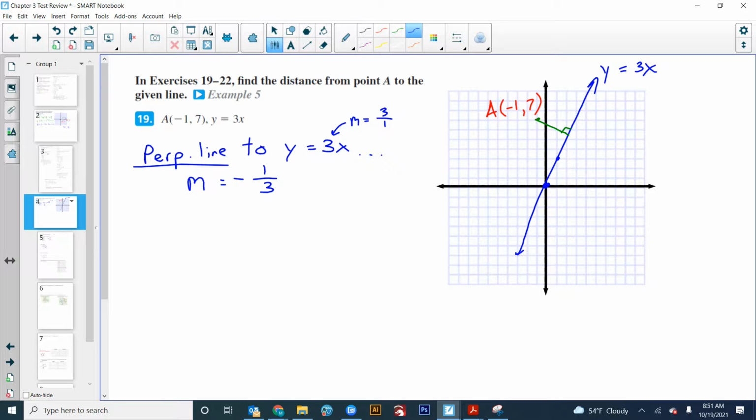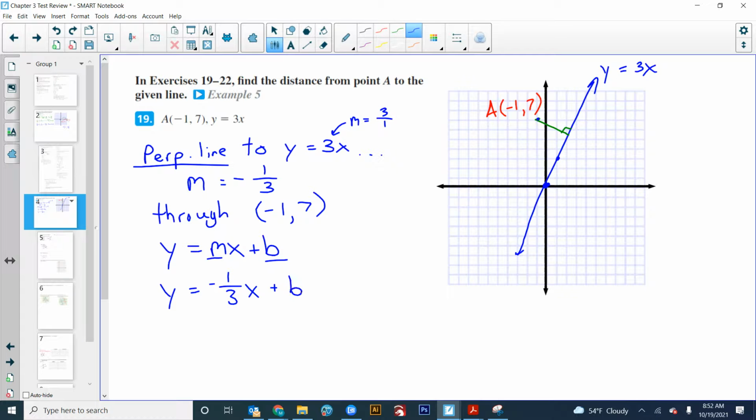Awesome. Now we want the point. The point it has to go through is (-1, 7). So you need to know the equation y equals mx plus b. The only thing you need to write the equation in slope-intercept form, y equals mx plus b, is the slope and the y-intercept. Good news, we have one of them. We have y equals negative 1/3 x. But this point, (-1, 7), do you agree? It's not the y-intercept, right?